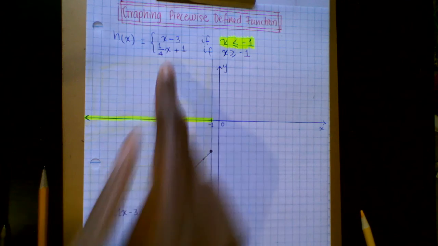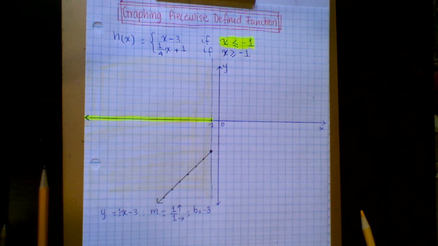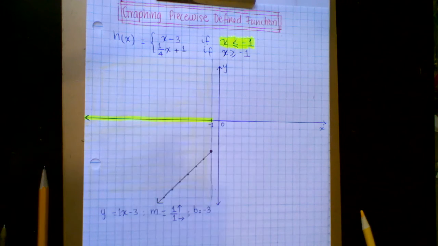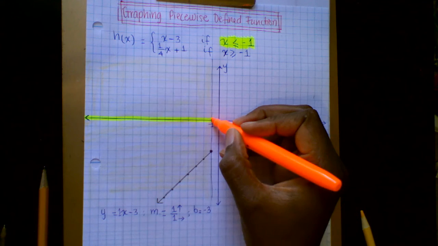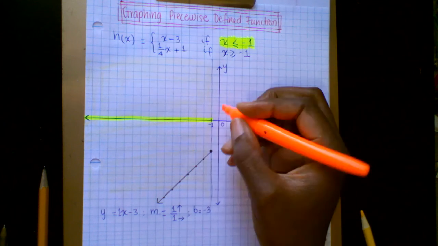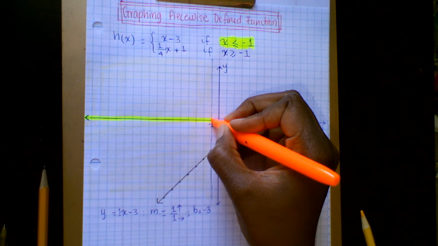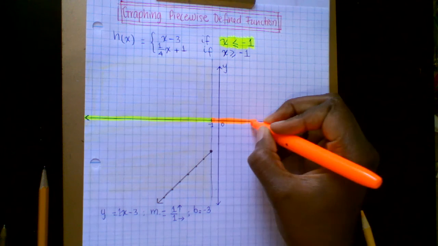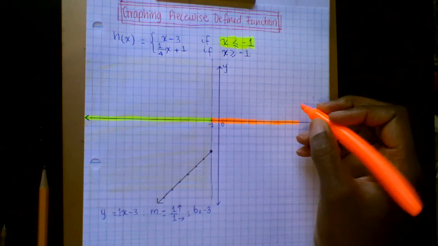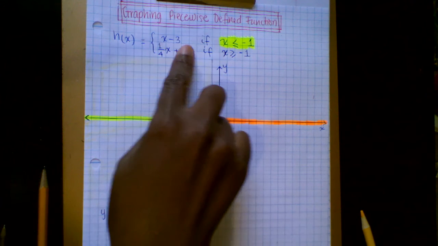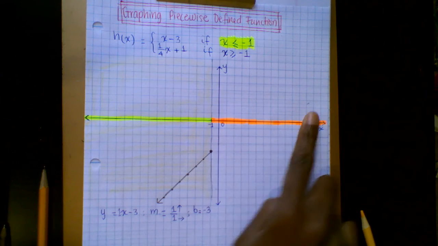Next, you want to graph the second linear function, the line 1/4 of x plus 1. You always want to shade on the right, so you want the x value greater than or equal to -1. The numbers greater than or equal to -1 are on the right side of -1, so I'm shading all the numbers on the right side of -1. This line can only be seen right here.